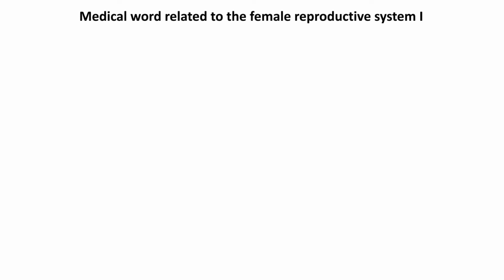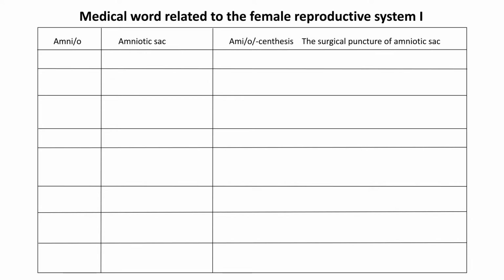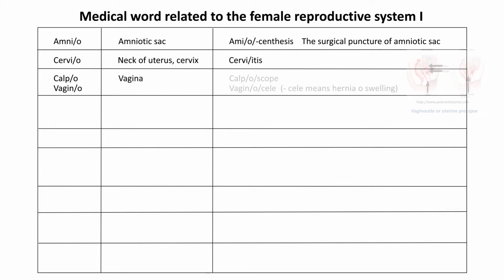There are samples of root words, elements of medical words related to the women's reproductive system, on this slide. Amnio refers to the amniotic sac, so amniocentesis means the surgical puncture of the amniotic sac. Cervi refers to the neck of the uterus, or cervix. If you see the word cervicitis, it means inflammation of the cervix. Colpo and vaginal mean the vagina. You can guess the meaning of colposcope.